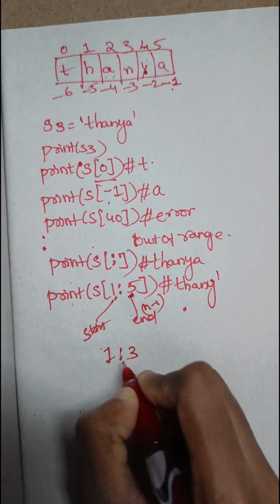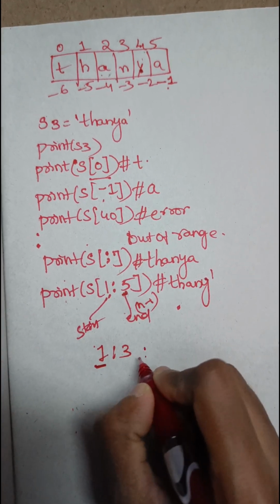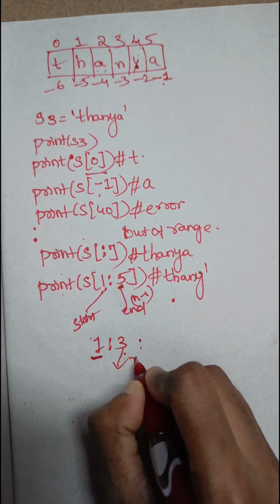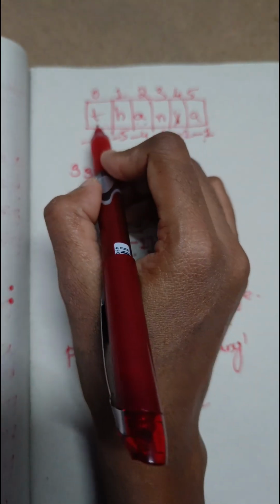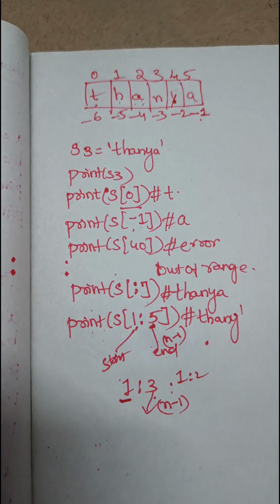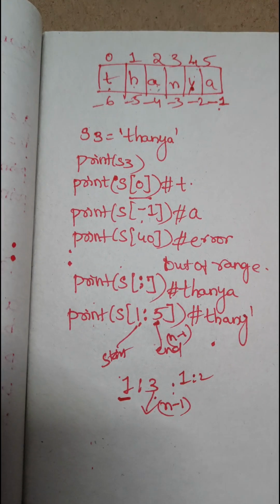Got it? Suppose it is from 1 to 3, you will be taking from 1 to 2 only, because whatever the last number is, we have to do n minus 1. That is nothing but 1 to 2, which means you will get indices 0, 1, 2. THA you will get in your output.